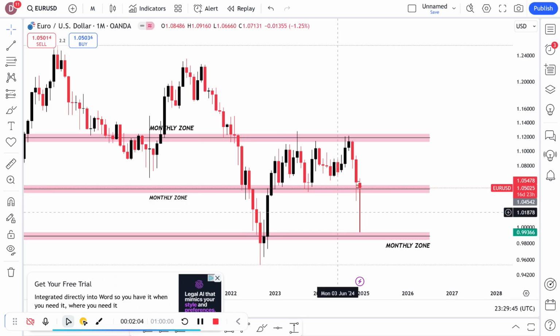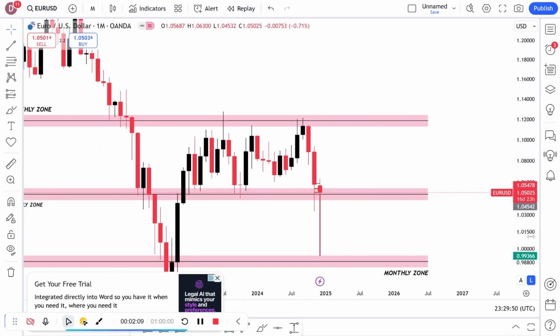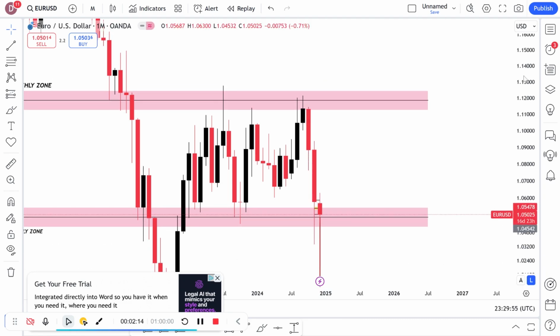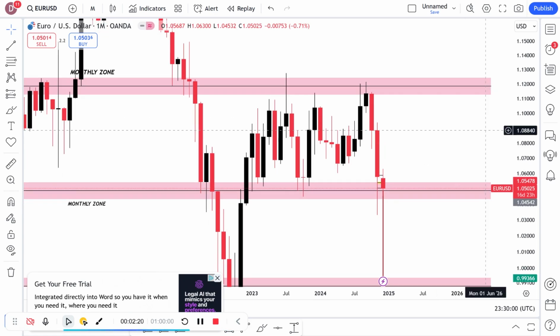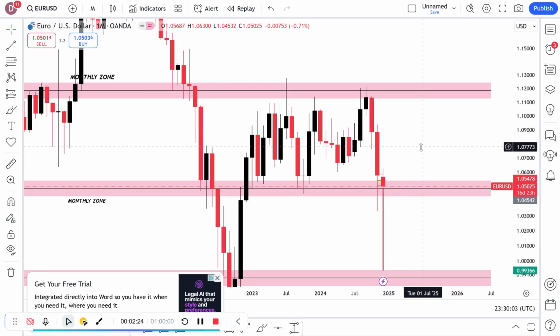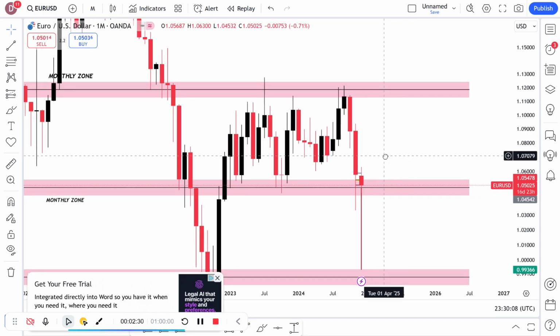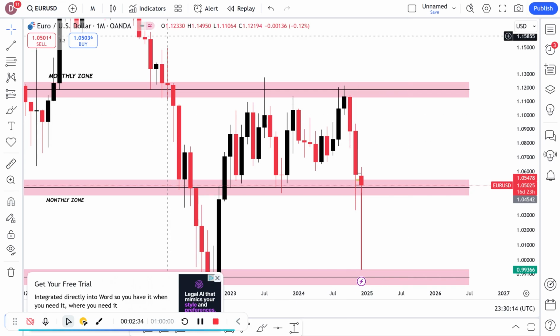So now we're back. Now we can see that it has broken this monthly range. So what are we going to do? We're going to go to our weekly time frame to see how we can get into the market and make use of the opportunity. So we'll go to our weekly time frame now and see how we can continue from there.